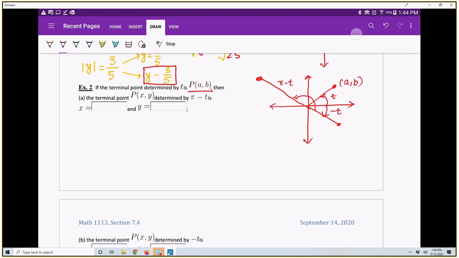So after I do pi minus t, I get this thing. So I do negative t first, then I do pi. As you can imagine, this is going to be the same point a comma b, but in the second quadrant. So a should be negative and b should be positive, and that's your answer. So x is negative and b is positive.